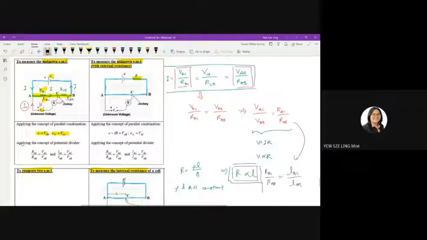So that's why if you look at the short notes that I give you here, applying the concept of potential divider, we obtain these two sets of equations. Basically, you can just write them as one long equation: R_AC over R_AB equals V_AC over V_AB equals L_AC over L_AB. And then what is the next step?